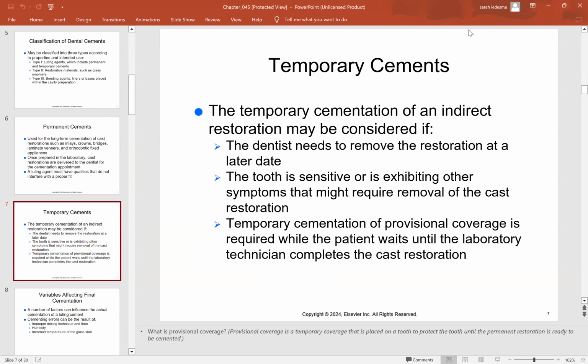For our temporary cements, we're going to use these to temporarily cement an indirect restoration. We're going to use these when the dentist needs to remove the restoration at a later date if the tooth is sensitive or exhibiting other symptoms that might require removal of the cast restoration, and then when we have provisional coverage.